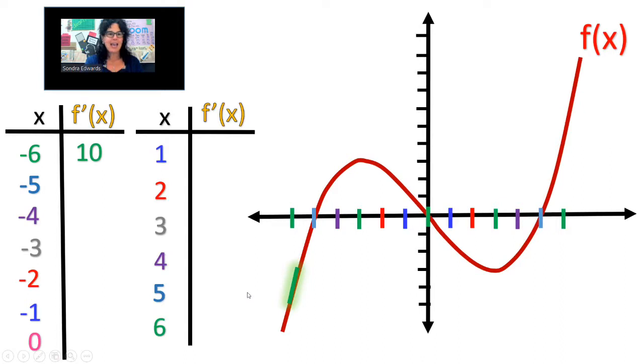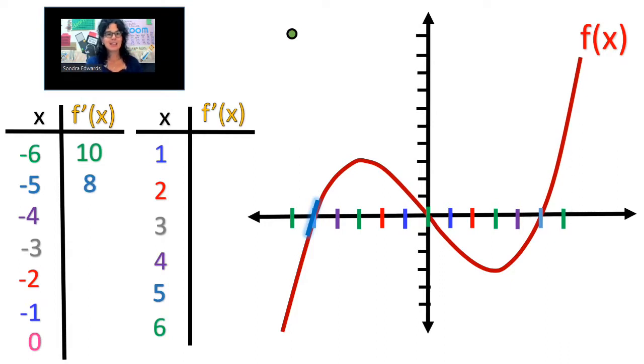All right, let's plot the point because we now have 1 point on the derivative. So I'm going to plot the point, negative 6, 10. There's our first point on f prime of x. Okay, then at negative 5, what's the slope of the tangent there? Well, compared to here, it is less steep, but it's still positive. It's still going uphill. So if I called this one 10, I just need to make sure that I call this one something smaller than 10, but positive.